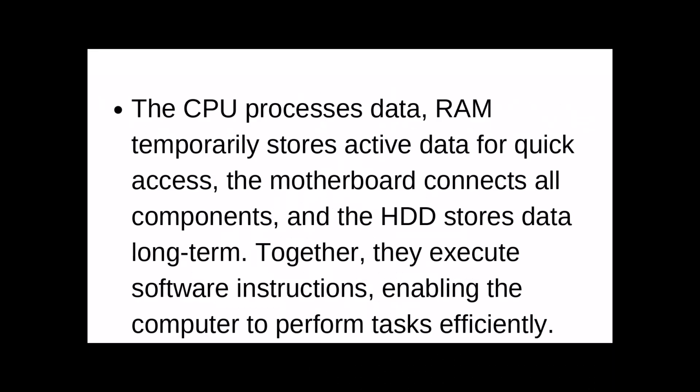Now, considering the functions of the hardware components within the computer system, you could see that they have some interactivity between them. The CPU processes data, RAM stores the active data being processed temporarily for quick access, the motherboard connects all components, and the hard disk drive stores data for the long term. Together, they execute software instructions, enabling the computer to perform tasks efficiently. So we could see that they all work together in the processing.